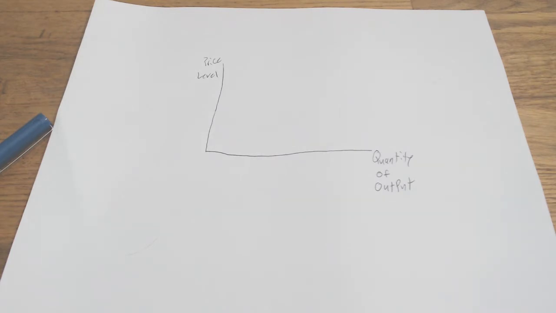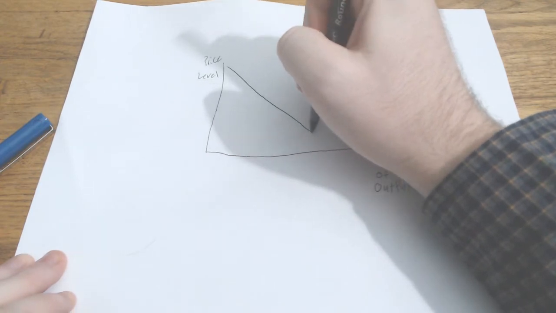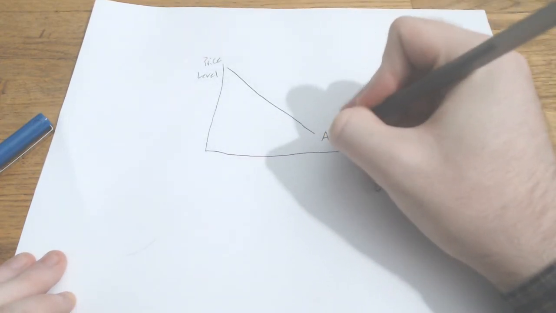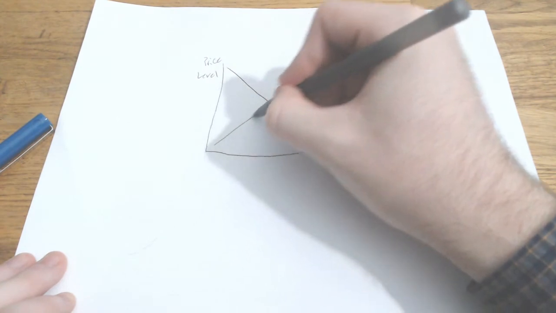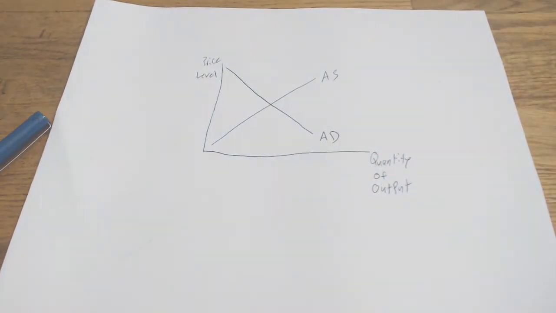How is the graph going to look? It's going to look pretty similar. AD, you may be shocked to see, and AS. It looks like the exact model of market demand and market supply, but it is entirely different. First, let's delve into both of these curves more in depth.